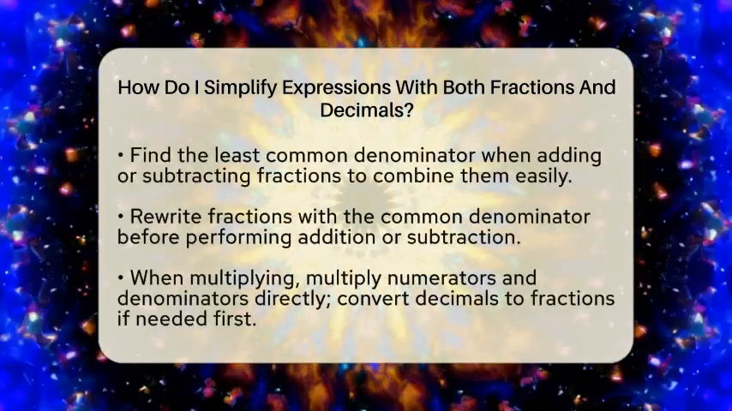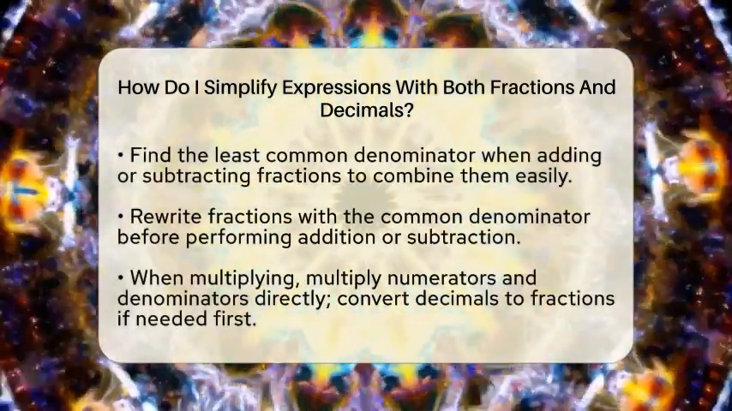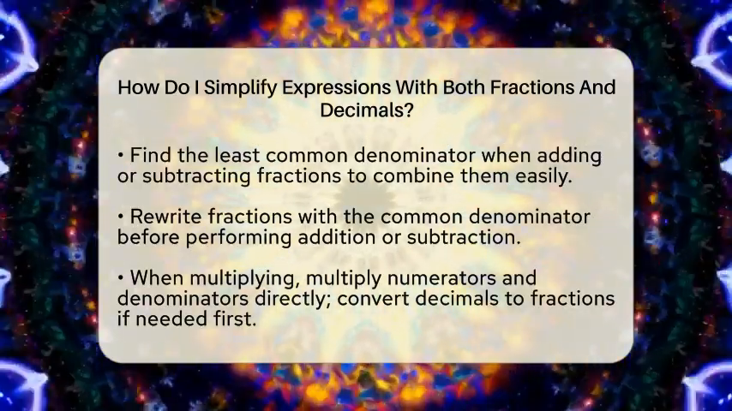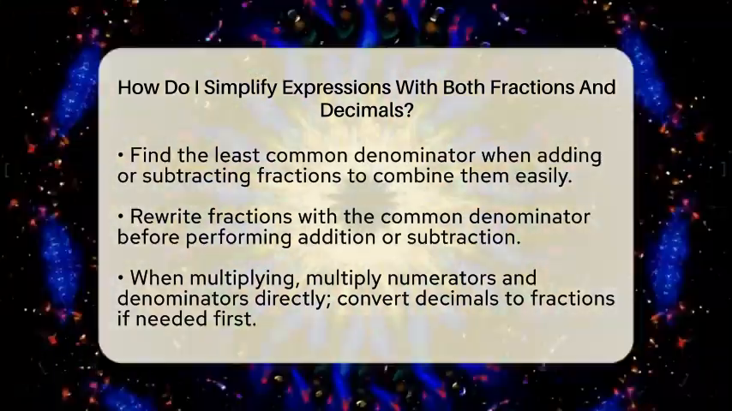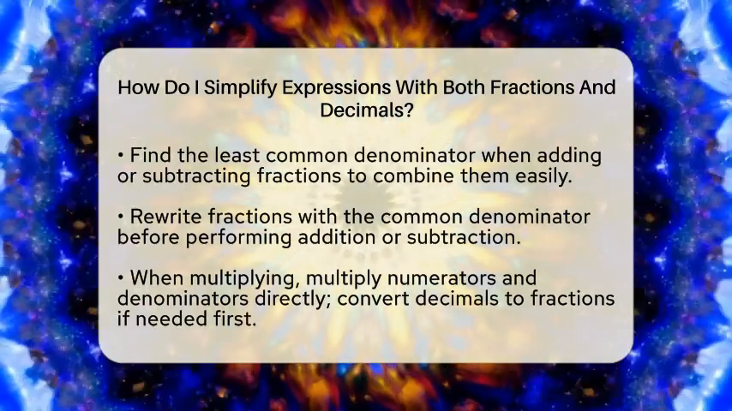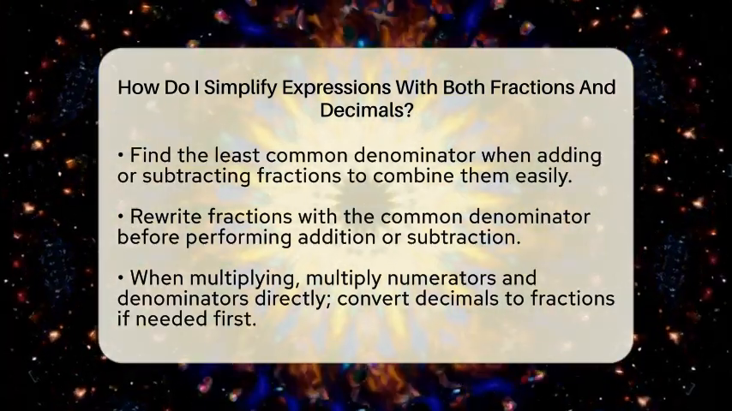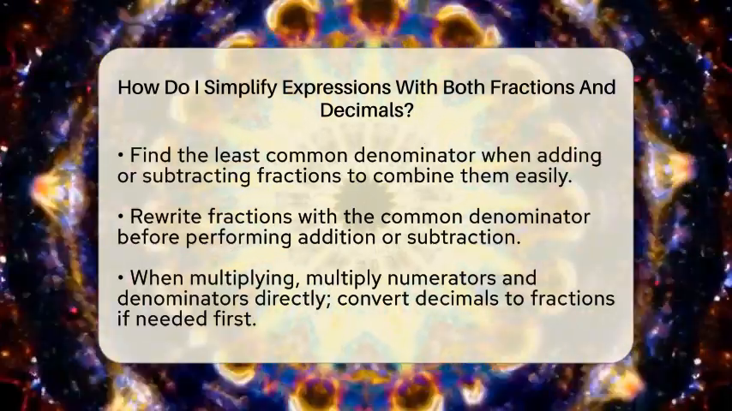Once you've converted decimals, look for common denominators when adding or subtracting fractions. Find the least common denominator, which is the smallest number both denominators can divide into evenly. Rewrite each fraction with this common denominator, then add or subtract the numerators.